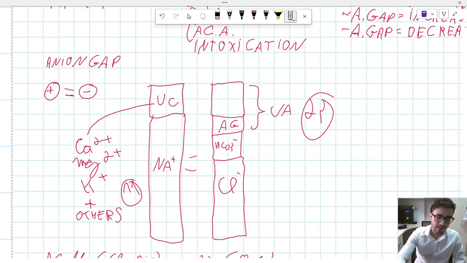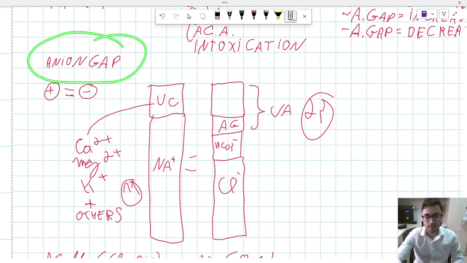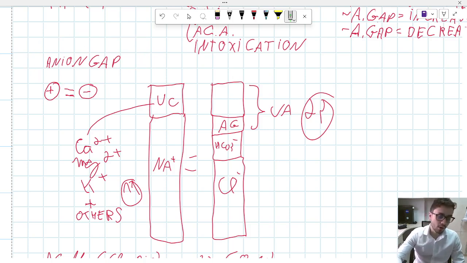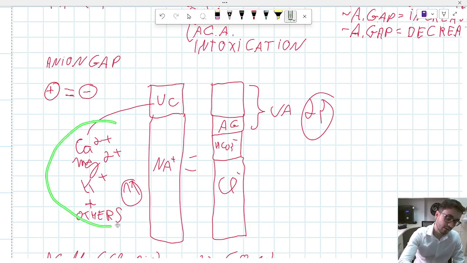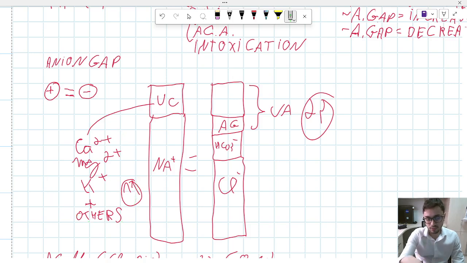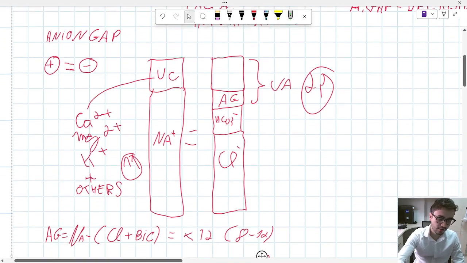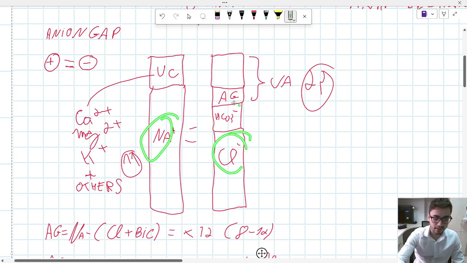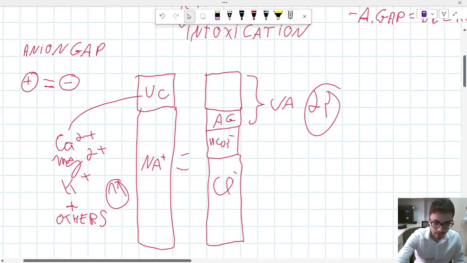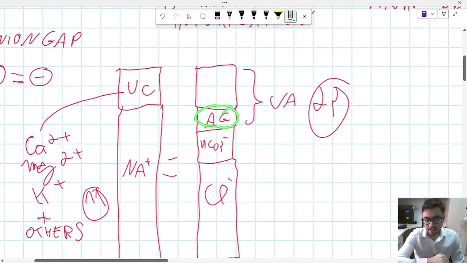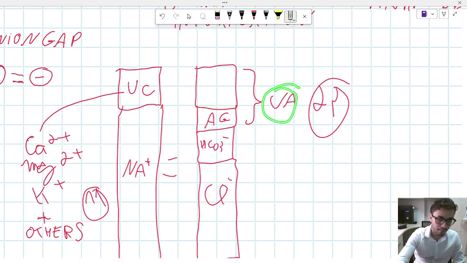In order to calculate the anion gap in our day-to-day in the hospitals and clinics, we don't calculate all of these ions, okay? We don't ask for exams to calculate them. We ask just for sodium, chloride, and bicarb, okay? And you can see that the value of the anion gap is the UA minus the UC, okay? But there's another way to calculate it.